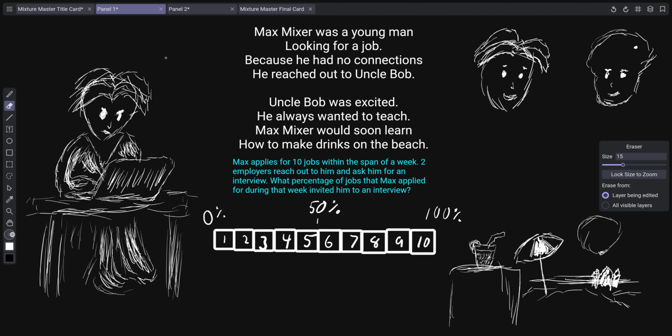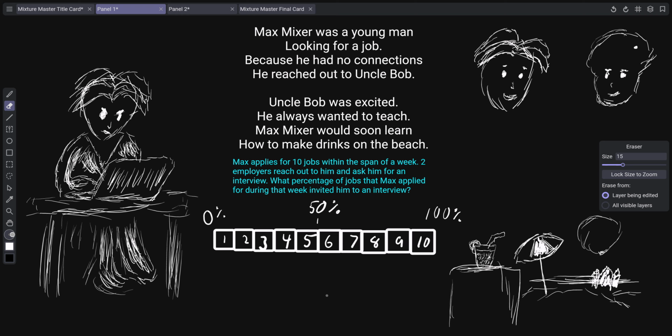Now, the squares here, they may not be drawn in equal sizes perfectly, but they're supposed to be equal. So just imagine that each square is of equal size. Each one represents one of the jobs that Max applied for. So right here between 5 and 6, this would be the 50% mark, because jobs 1 through 5 represent 1/2 of the jobs that Max applied for, and then jobs 6 through 10 represent the other half. And what we want to find is the percentage that reached out to him for an interview.